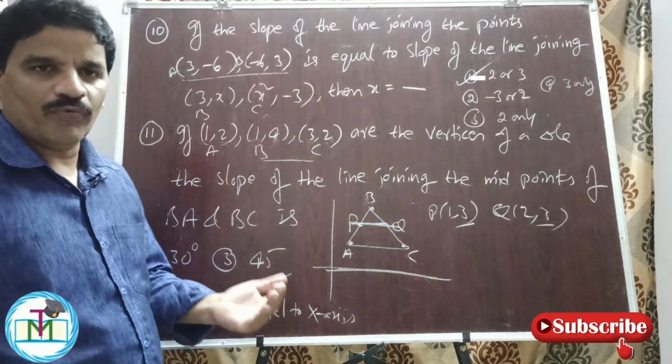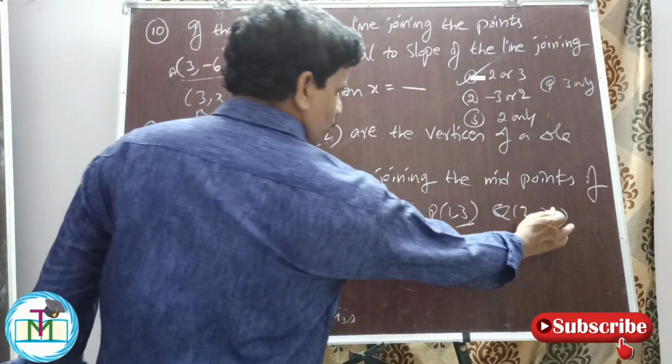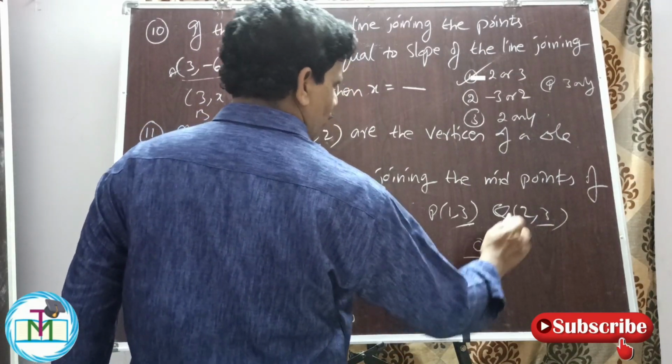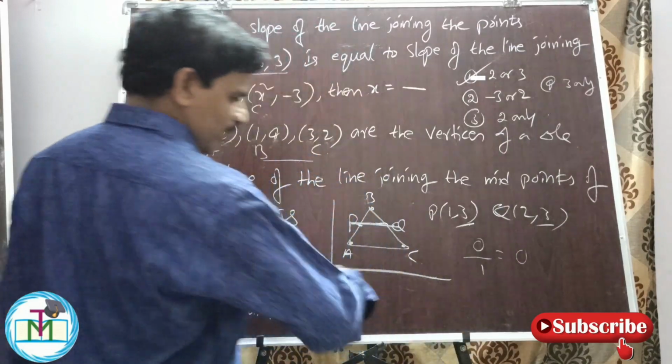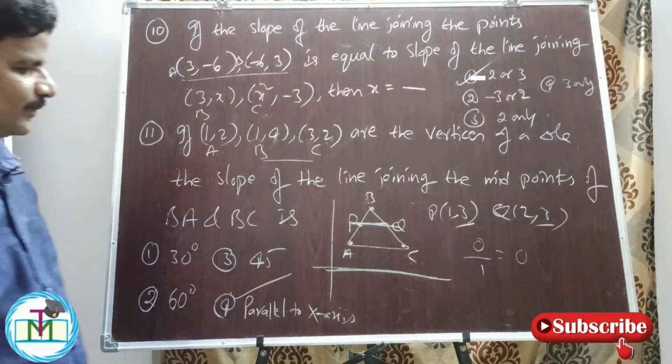Or if you still want to find the slope, you can say y2 minus y1, that is 3 minus 3, 0, by 2 minus 1, 1. 0 by anything is 0. So it means parallel to the x axis.